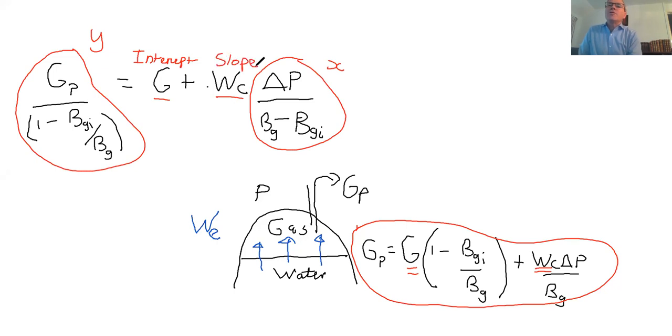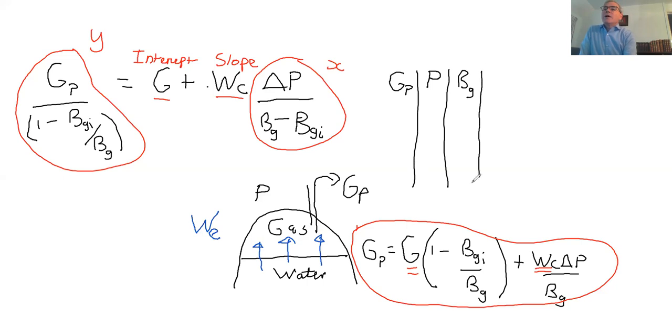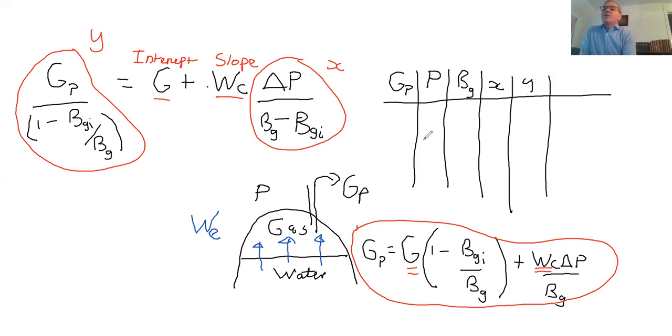So if you think of traditional engineering, okay? So let's now go through what it is you might see. This is what we had before. Imagine that we're measuring production data. We measure the pressure, we know that, okay? We've got BG, and then we've got an equation here so we can find the X and Y coordinates. So let's just go through this.